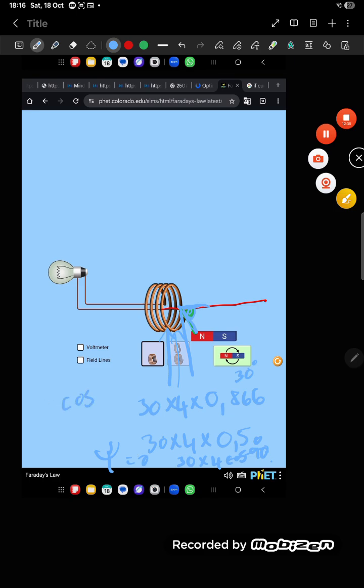But cos of maybe 15 degrees, let's check that. Cos of a very small angle would be 0.97. And cos of 0 degrees, in other words, parallel. I don't want to do that because that might be the direction of the current. But parallel means 0 degrees between the normal and the magnetic lines. That would be 1. So 30 times 4 times 1, because cos of 0 is 1 from my cos graph.